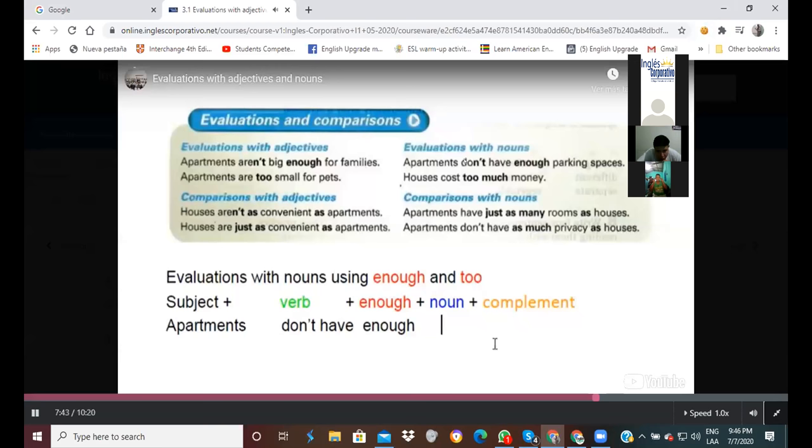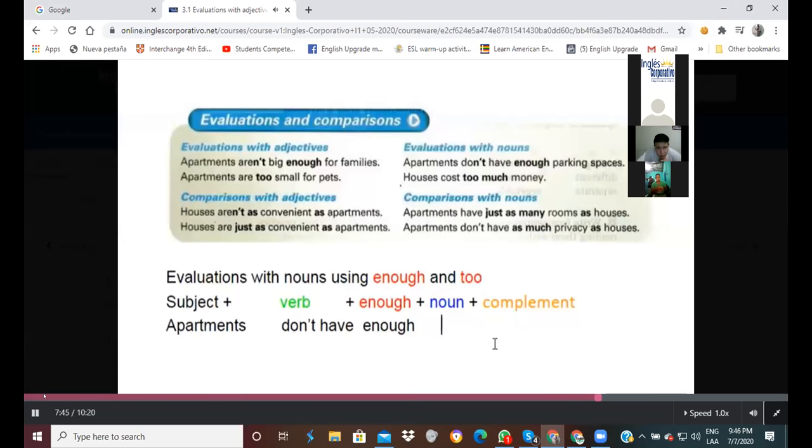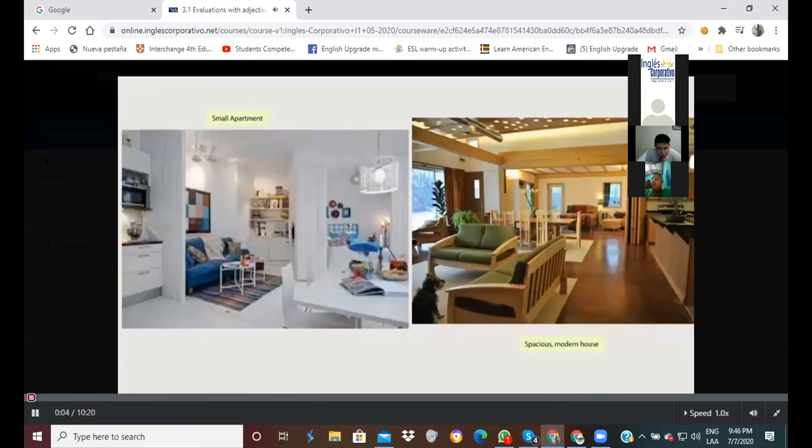And then whatever noun that we want to give your opinion about houses and apartments. Additionally, you'll be able to evaluate your own house and apartment. For example, you'll be able to make the following statements. Apartments are too small for pets, but houses are too expensive. Houses cost too much money.